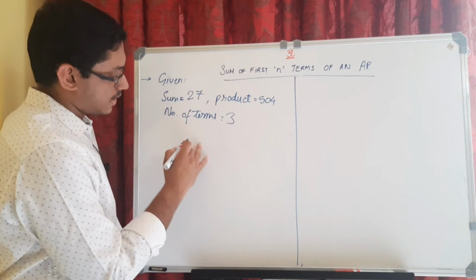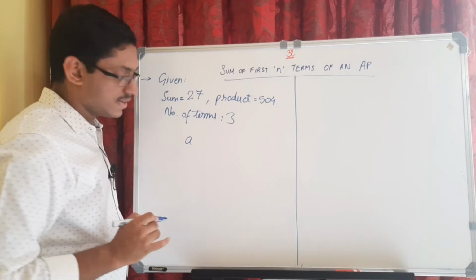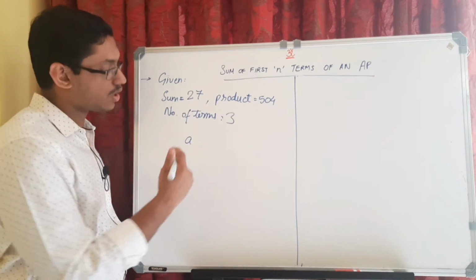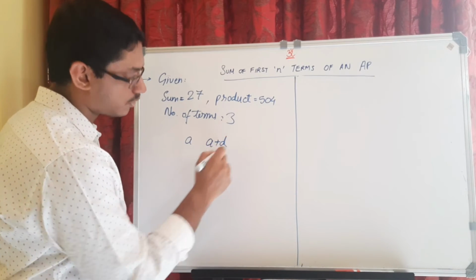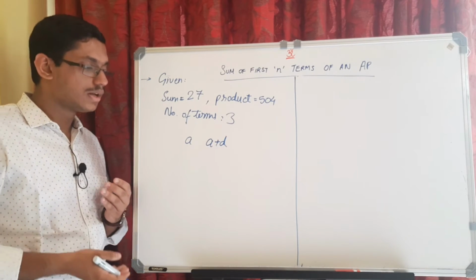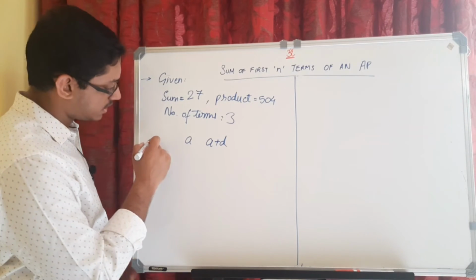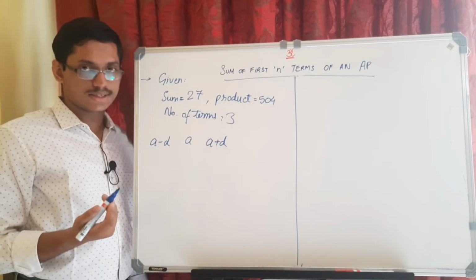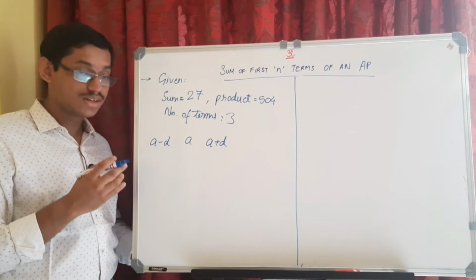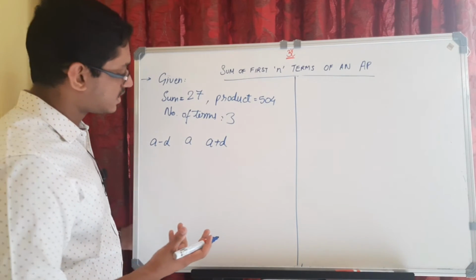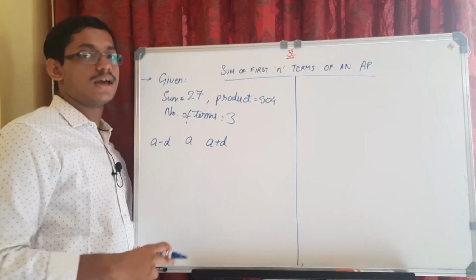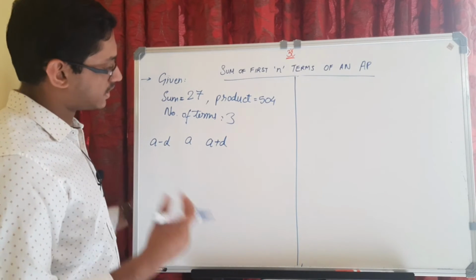How? You have to take A. Now the term ahead of A is what? It is A plus D, of course. Now the term before A is what? It is A minus D, isn't it? A plus D, A plus 2D. Similarly, A minus D, A minus 2D. We can go on like that. So here you have to consider this A minus D, A, A plus D.